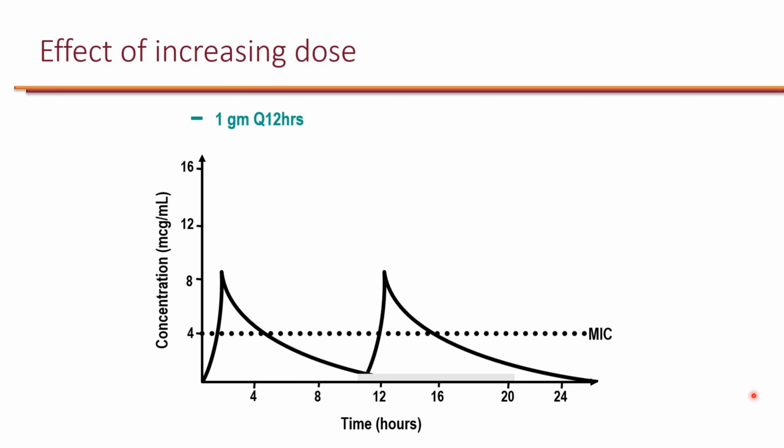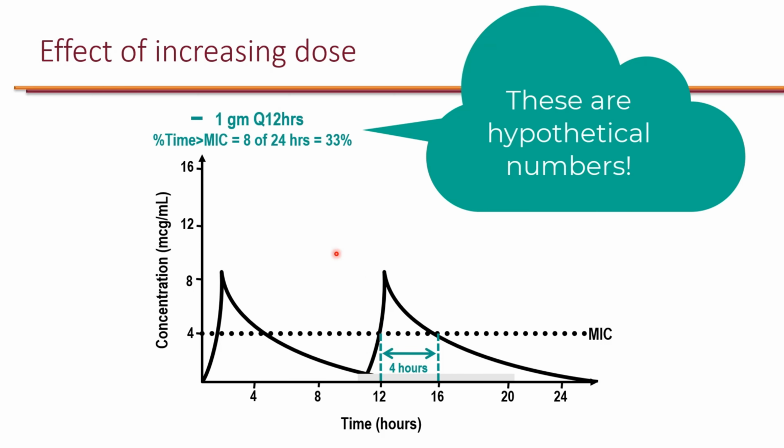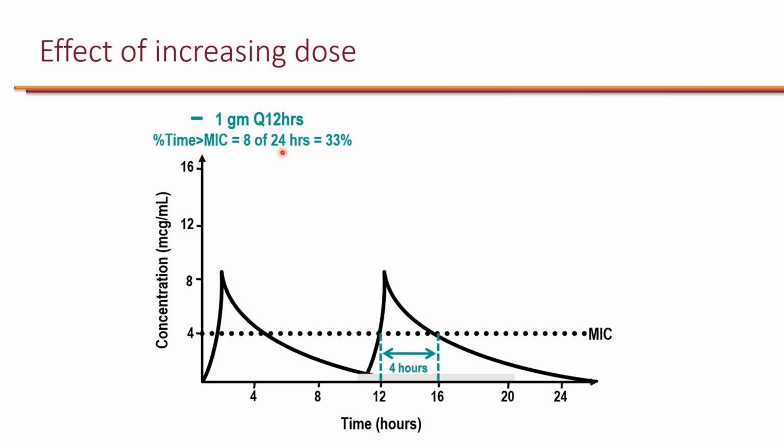Now let's take a look at pharmacodynamics of beta-lactams. Let's use cefepime as an example. Let's say you're infusing cefepime 1 gram every 12 hours. So you give this twice a day. Every time we give a dose, the amount of time that the concentration goes above MIC is about 4 hours. So over a 24-hour period, you have 4 hours here and 4 hours here. So overall, you have 8 hours out of 24. So the time above MIC for 1 gram Q12 hours of cefepime is about 33%.